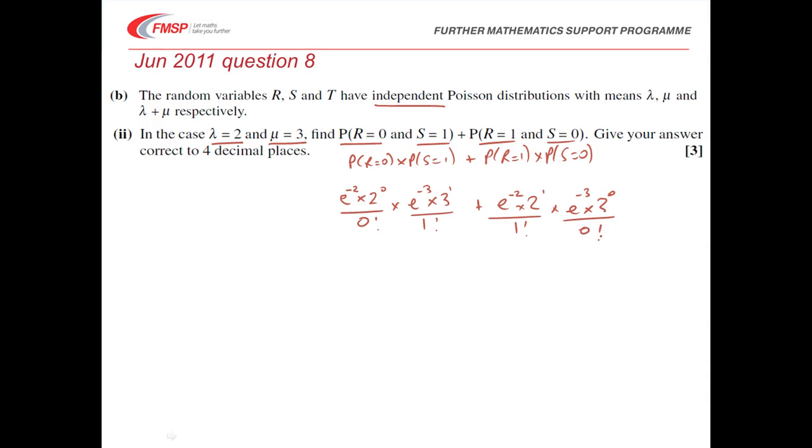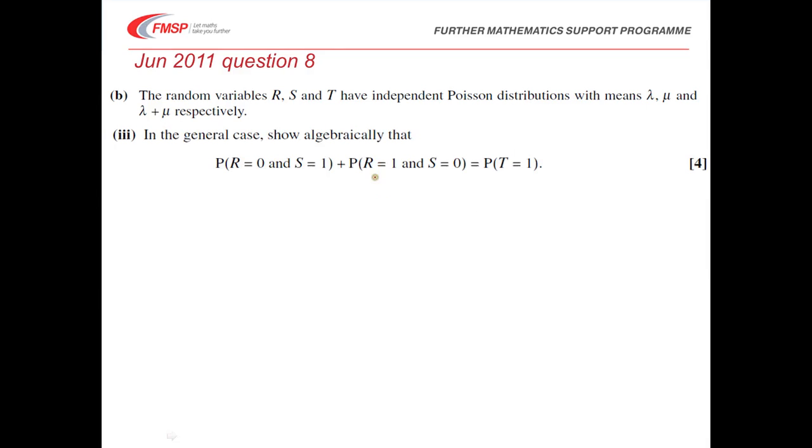Simply by writing that, you've got 2 marks. You've got your method and your accuracy mark, which is really nice. And then we calculate that to give us 0.0337, which is where your final accuracy mark kicks in. So they're really testing whether you understand and remember what independent events mean in terms of probabilities. So a little bit of S1 thrown in there for good fun.